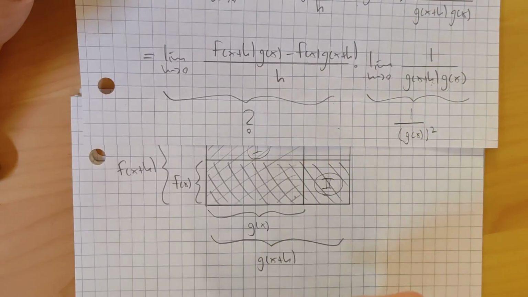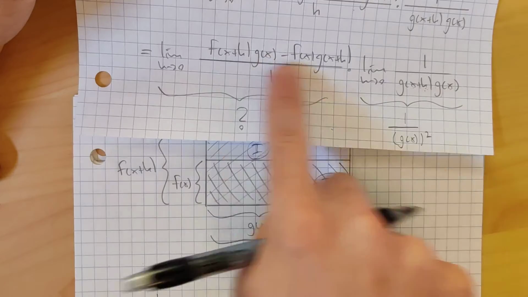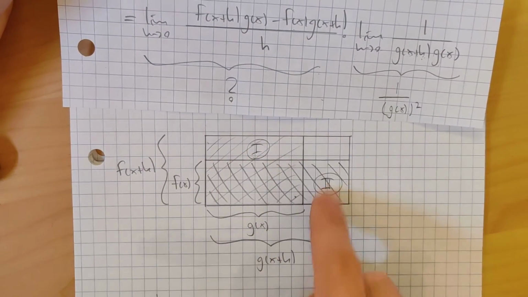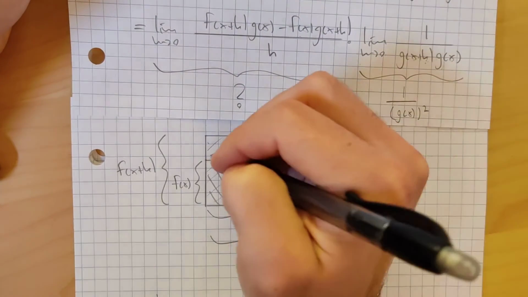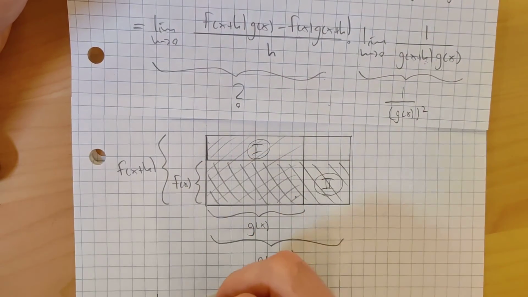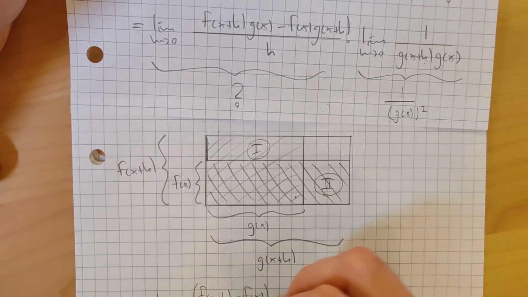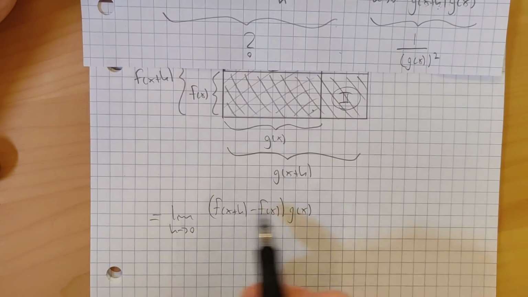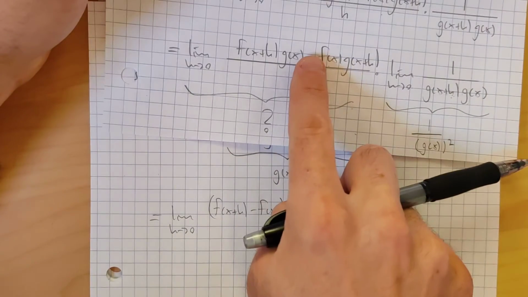So now rewriting this guy right here, I've got the limit as h approaches 0. And so this difference is just area 1 minus area 2. So here we go. What's area 1? Its height is this guy, f of x plus h minus f of x, and its width is g of x. So there's its area. That's the area of region number 1. And that's counted positively when I do the difference here.